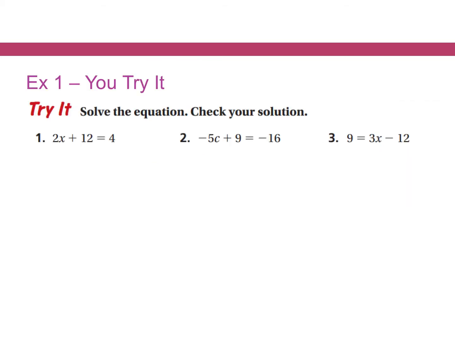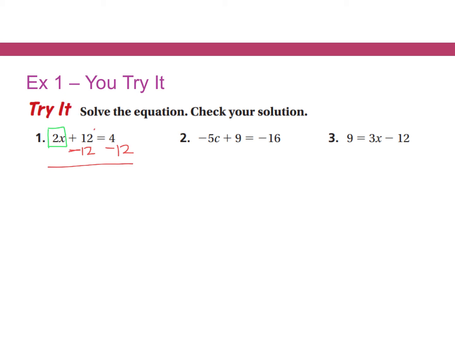Please pause the video, work these out on your own, and then come back and double check to see that you got it correct. So for number 1, I see that I have 2x plus 12 equals 4. I'm going to put a little box around 2 and x because those two are attached directly. Then I can see that I'm adding 12 to that box. I need to undo the addition of 12, and I'm going to do that by subtracting 12 from both sides.